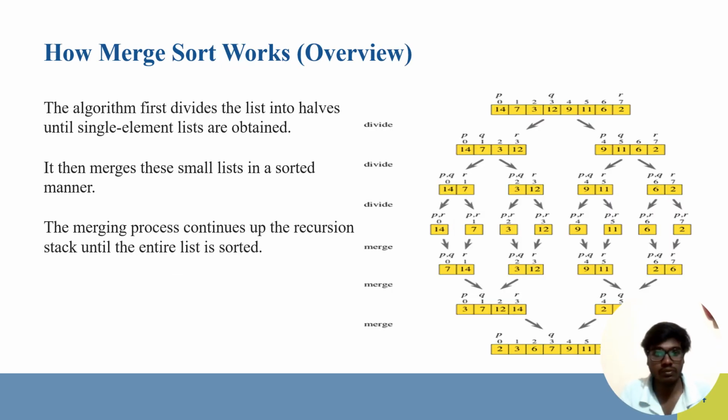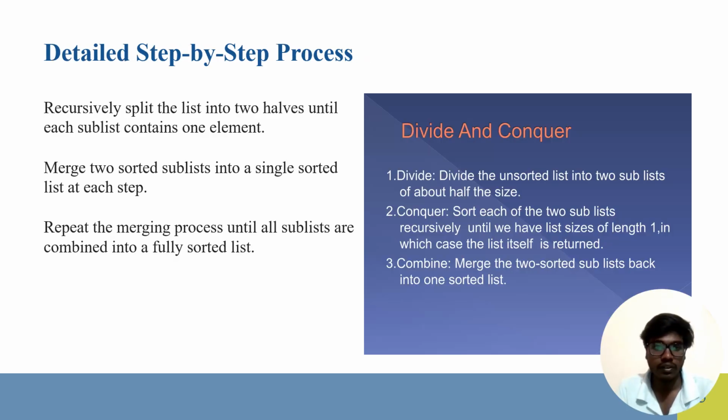Then, how merge sort works. The algorithm first divides the list into halves until single-element lists are obtained. It then merges these small lists in sorted manner. The merging process continues up the recursion stack until the entire list is sorted. Here we first divide the list into two halves, and then keep dividing until we get a single element. Then we start merging them in sorted order, so that we get a sorted list.